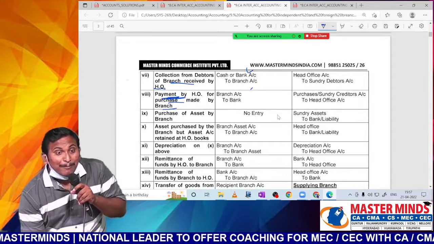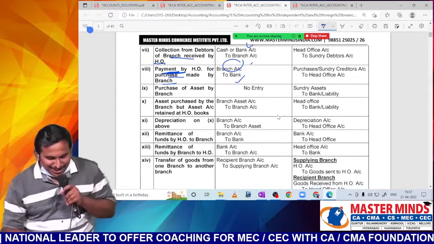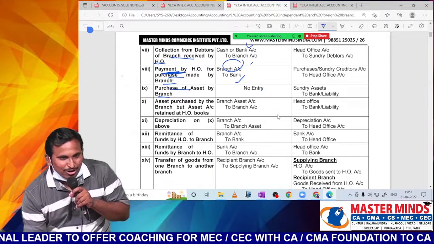We have done what, sir? Payment to bank. Debit will be branch. Over. Sir, is that clear? Similarly, purchase of asset by branch. We are not involved. Leave it.